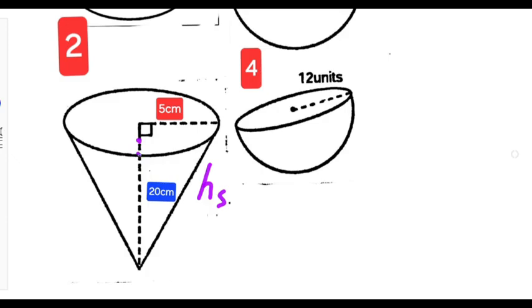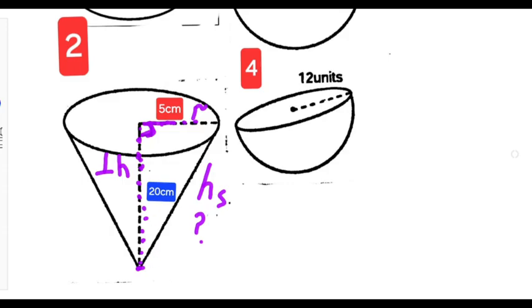Now this is the perpendicular height, and this is the radius. So you must remember, there is always going to be a 90-degree angle here, between the radius and the straight height. That's why if you need to find this side, or the slant height, always use the Pythagoras. If one of these sides is missing, you have to use the Pythagoras, because this is going to be a 90-degree angle.